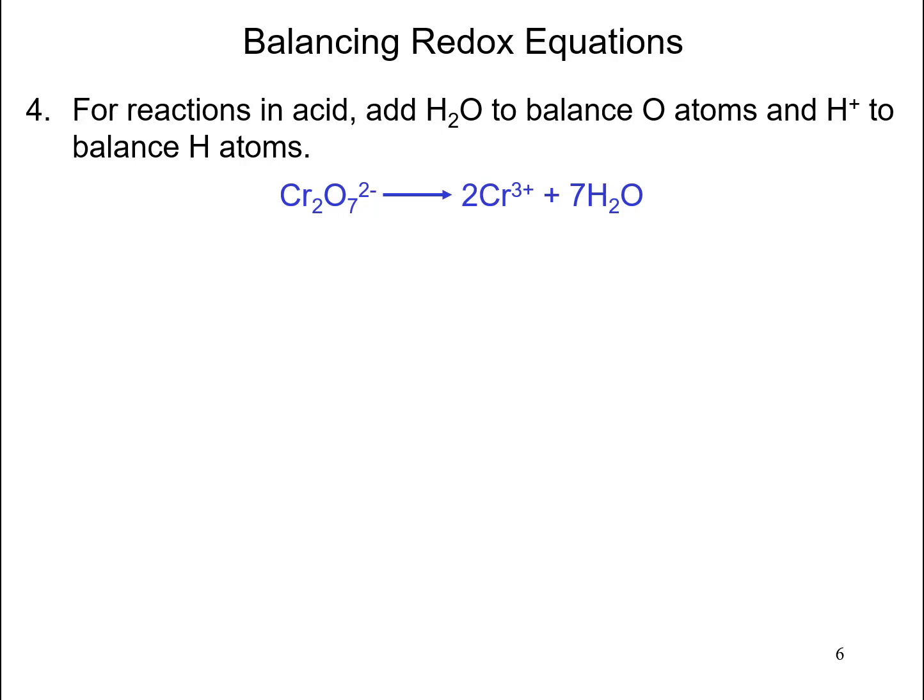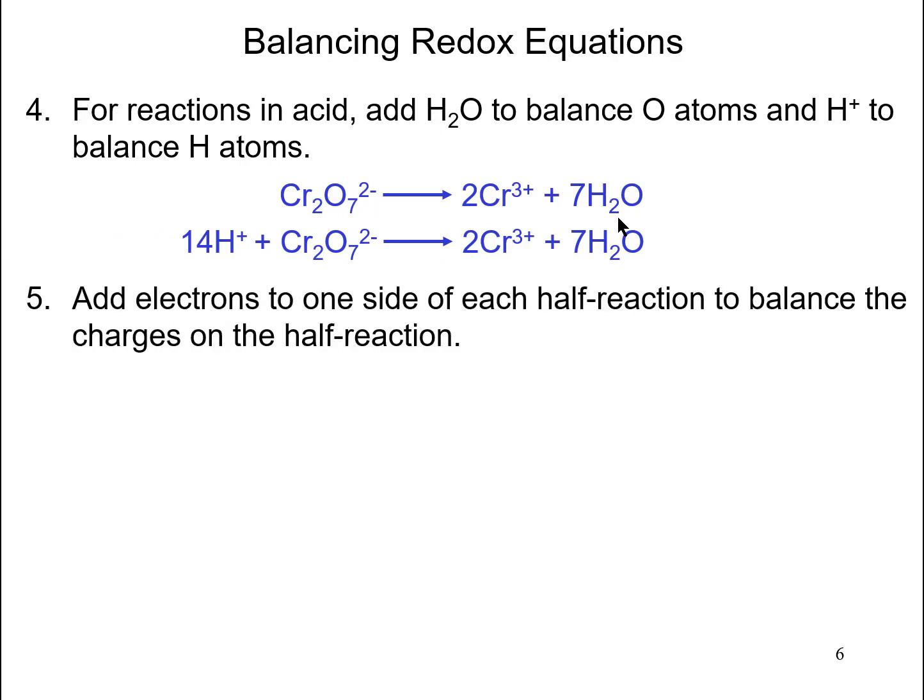I'm going to balance the hydrogen atoms using H+. That's where our acidic solution is coming from. In this case, we've got on the right-hand side 14 hydrogen atoms. So I'm going to add to the left-hand side of this equation 14 H+ or protons.